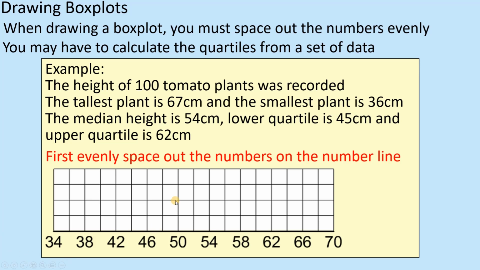So let's get these numbers on here. The first thing we're looking at is the tallest. Where's that going to go? Well, 66, 68, 70, so we're looking along this bit. 67 is going to go roughly about there, where my cursor is currently. So we're going to put a line just there, and that's going to be one side of my box plot.